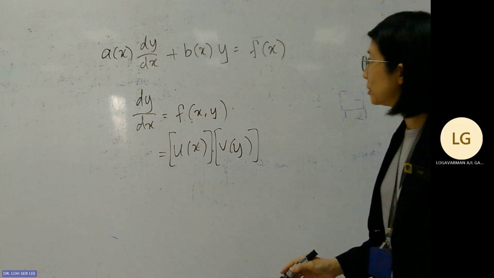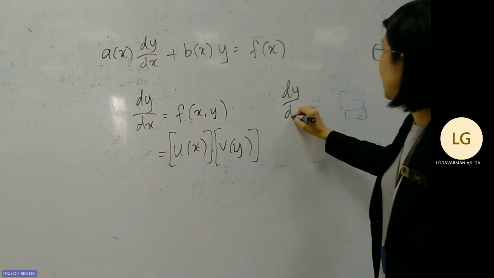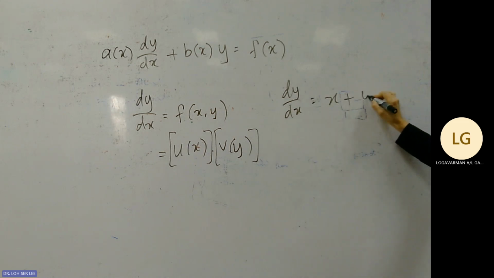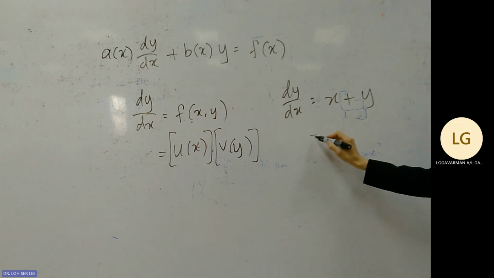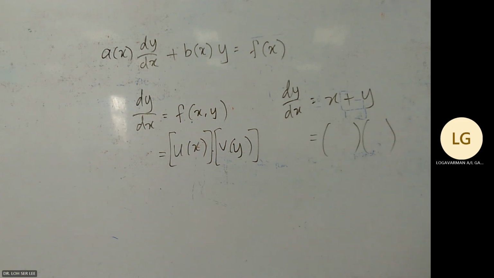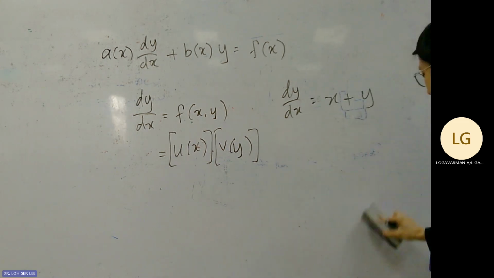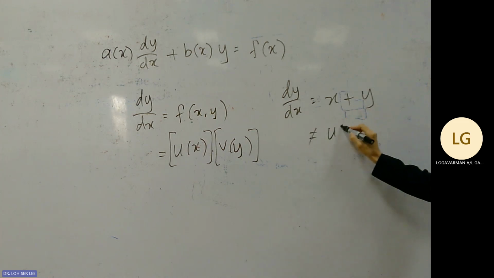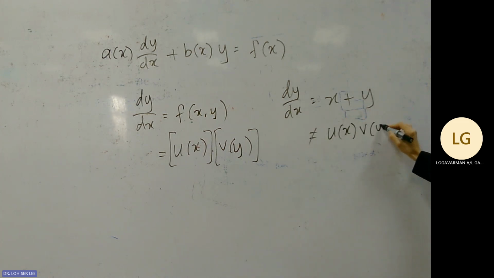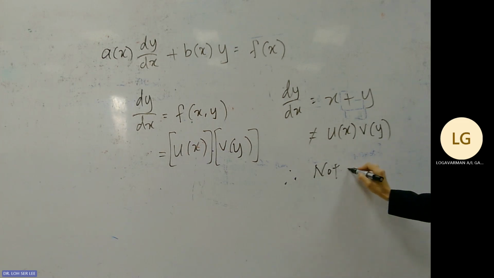I give one simple example. Let's say your dy dx is x plus y. Is it separable? Can you put this into the form of a function in x multiplied by a function in y? No, definitely no. So this is not separable. So we will just write: not separable.